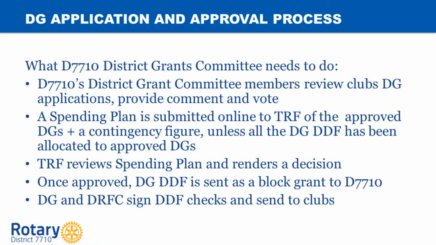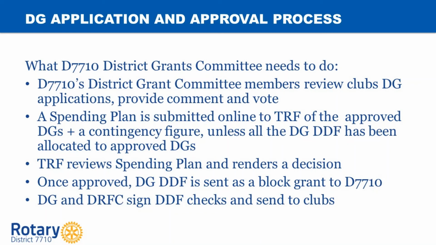The district grant applications are reviewed by the Grants Committee when they come in, and they vote on whether the applications meet the criteria. The district then compiles a list of approved grants and creates a spending plan outlining how the DDF will be spent. We have to submit to the foundation a spending plan saying that we are going to use all the district designated funds that we are allowed to use. And we have made the decision to give as much DDF as we can back to our local clubs so they can do projects in our local communities.